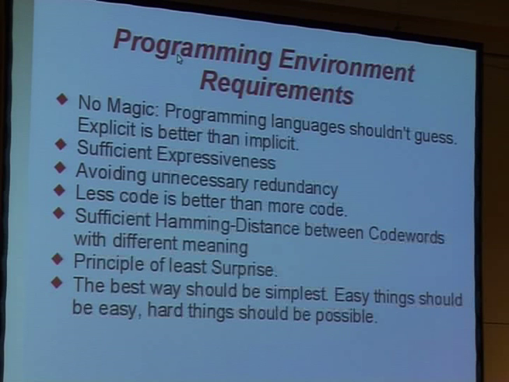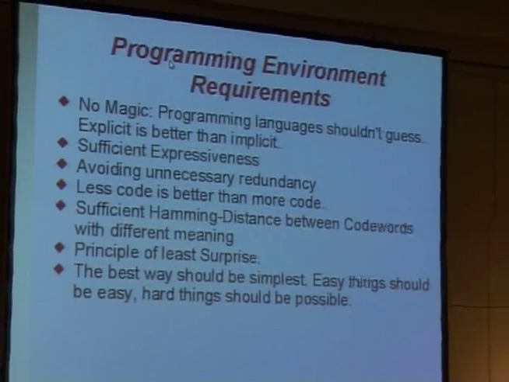Then you want to avoid unnecessary redundancy because it leaves more room for making bugs. Less code is better code. You want sufficient Hamming distance between code words with different meaning, which means two things that mean different things should look different. So you can just skim over the code and get an idea of what it is doing, and it also avoids typos.